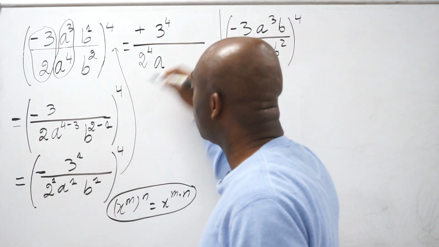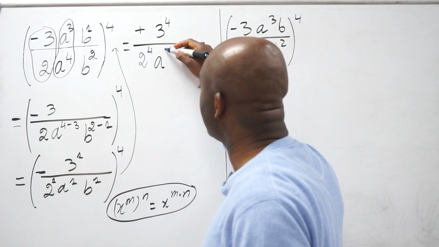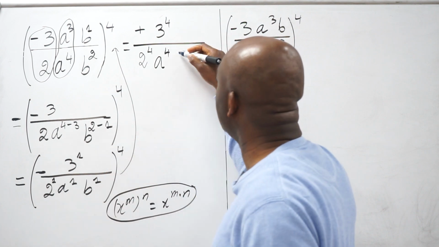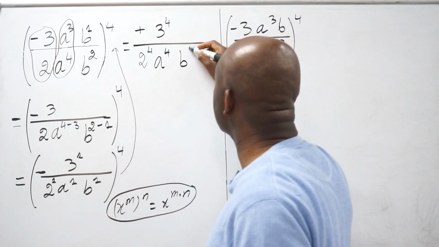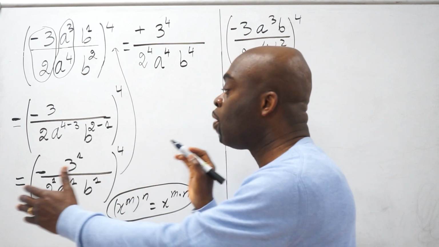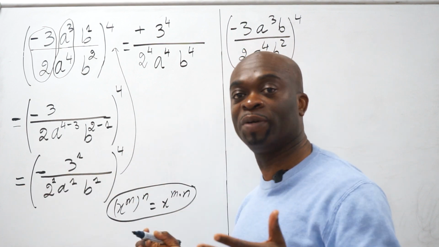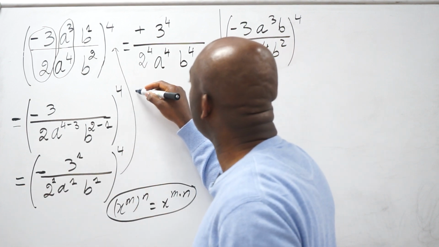A, 1 times 4 is going to give us 4. And then B, 1 times 4 is going to give us 4. No more parentheses. That's how you remove the parentheses. Okay? And then we keep going.